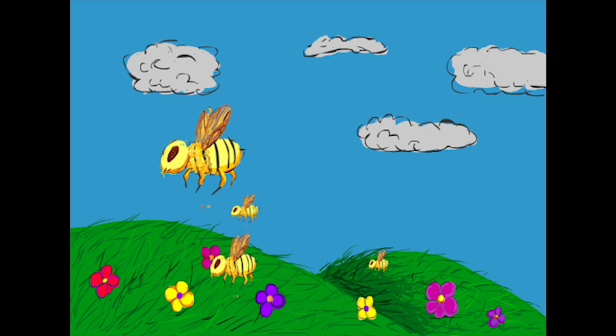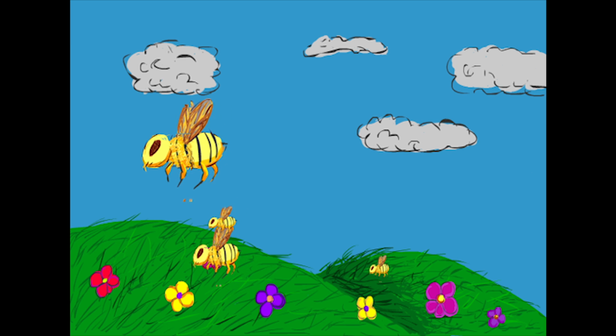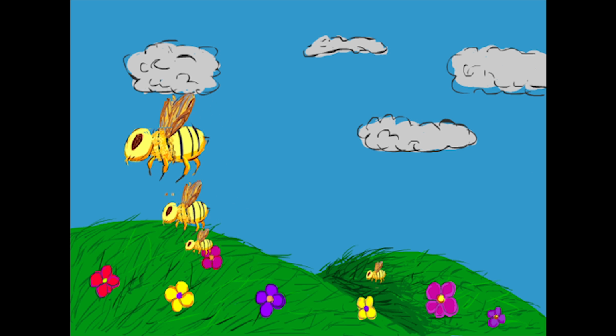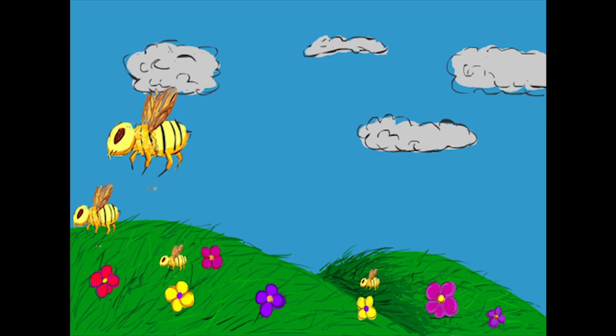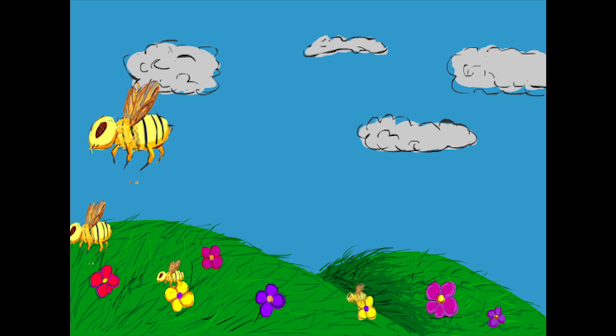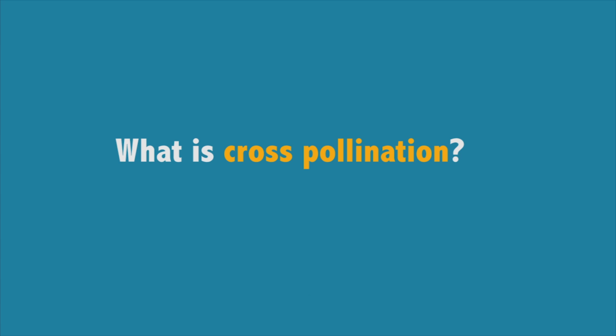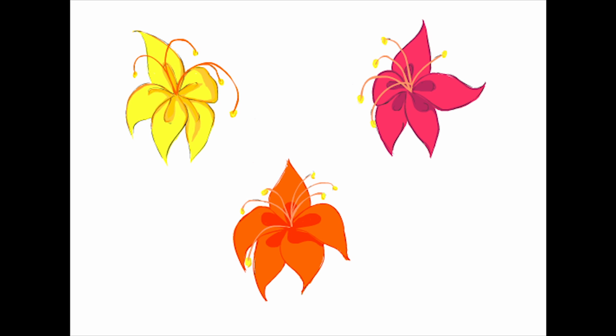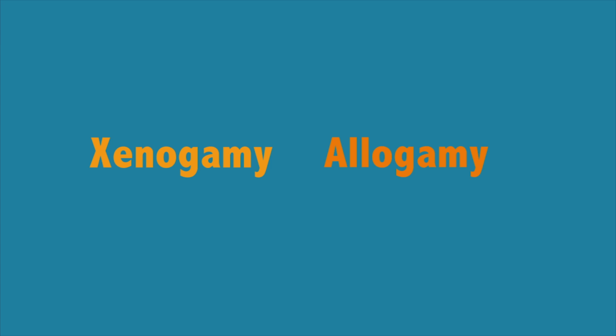By bees going from flower to flower, they pollinate other flowers. This process is called cross-pollination. What is cross-pollination? It is the process in which the pollen is transferred between flowers that are genetically different from each other to create a new species. This can also be referred to as xenogamy or allogamy.